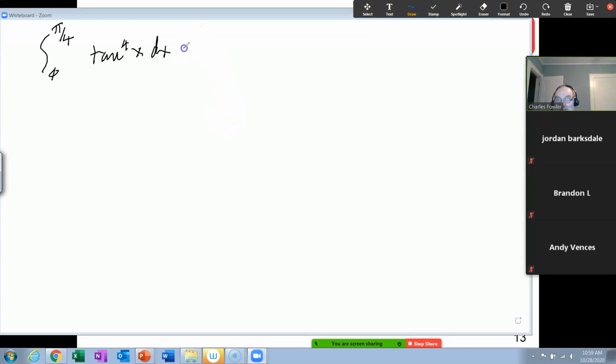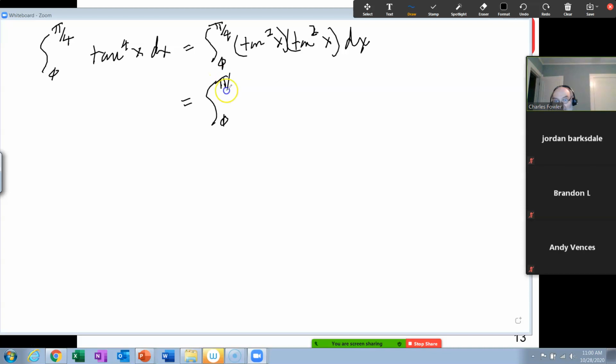And this will be the integral from 0 to pi fourths of tangent squared x times tangent squared x. That's tangent to the fourth x, right? Okay. Times dx. All we did is expand that. Okay. Now let's do it the same way the book did. That'll be the integral from 0 to pi fourths. Leave this tangent squared x as it is. Tangent squared x. And make this one our secant squared x minus 1. Because tangent squared x plus 1 is secant squared x, so tangent squared x is secant squared x minus 1 dx.